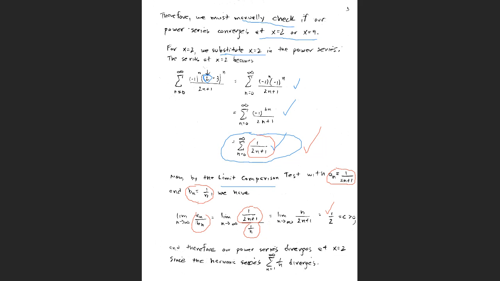Because the series 1 over n diverges, it's a harmonic series. How many remember the harmonic series diverges from Calculus 2? The harmonic series diverges.